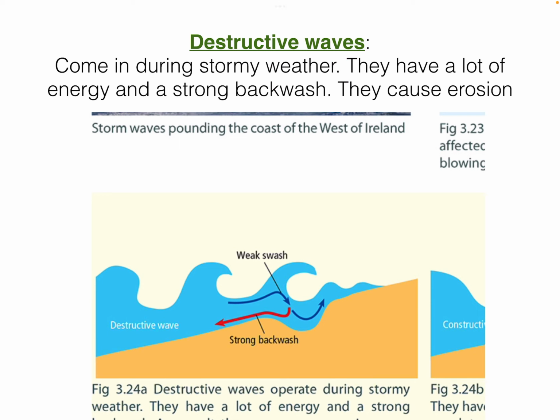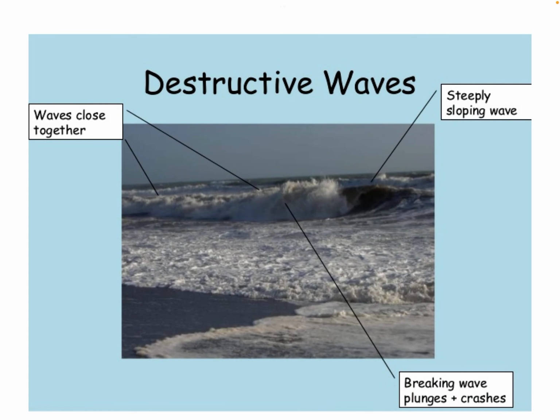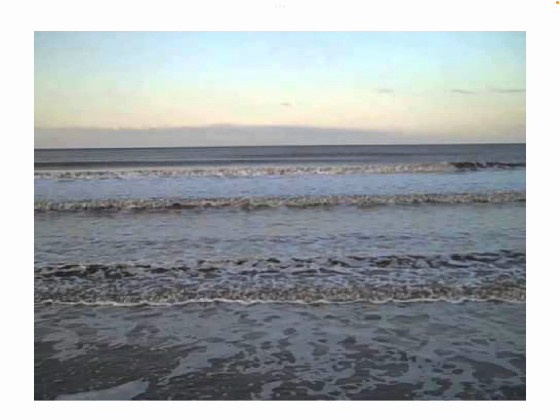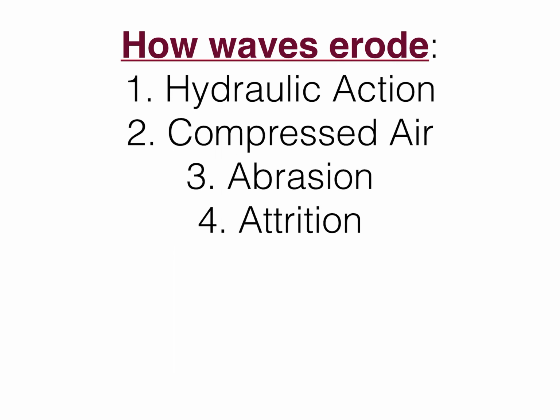Right, destructive waves happen in stormy weather, as you can see in the next picture. They're high, there's a strong wind blowing over the surface of the water in the ocean, so it's picking up big waves. So they're stormy waves, they will erode, okay? And then you have constructive waves, they are calmer. They're found in calm weather, they're small, they're slowing down, they'll deposit material, okay?